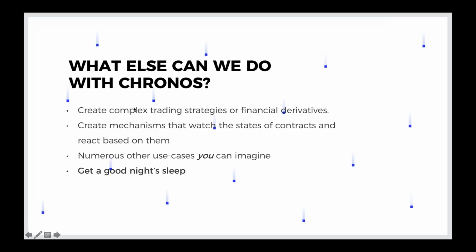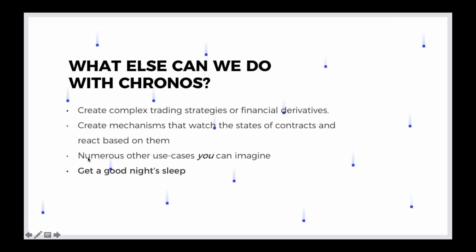You can also create mechanisms that watch states of contracts and react based on changes in those contracts. So let's say you want to watch a multi-sig, and when that multi-sig has a new owner added, you want some other transaction to happen. Maybe you want to send some ether to that multi-sig, for example. With the Chronos protocol and the conditional TimeNode, you can do that.